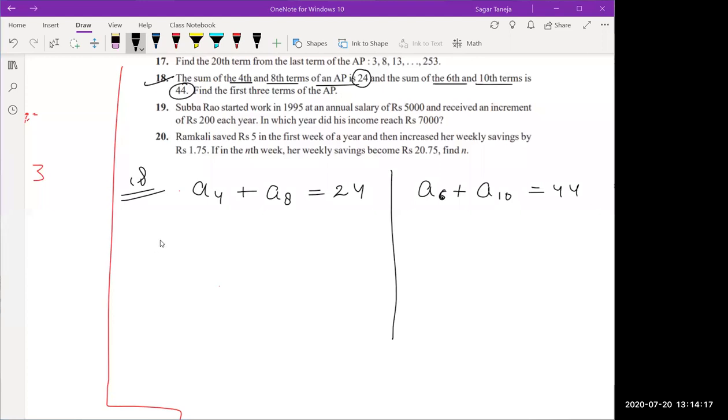Using this formula, a plus 4 minus 1 d, that will be a plus 3d, and this has a plus 7d. See, I have not written any formula here this time. It is your duty to mention every time the formula which is being used in any of the questions, in any of the chapters. Very simple. So in exams and tests, it is mandatory to mention.